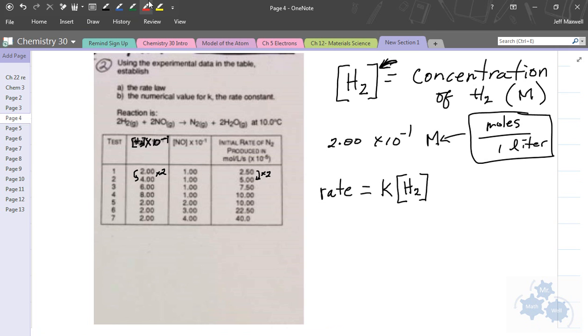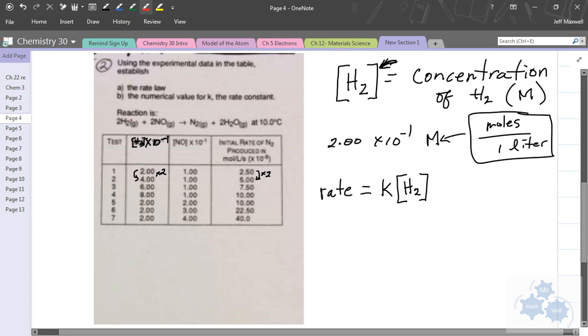Now, there will be some cases where a change in some of the reactants won't change the rate. It happens because there might be a multi-step reaction, or different things might be happening. But in this case, the rate is directly affected by the hydrogen concentration.